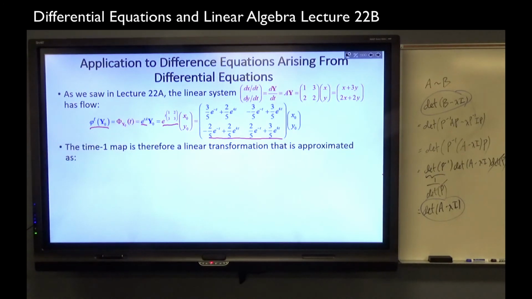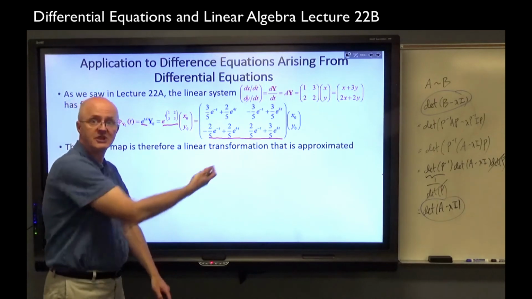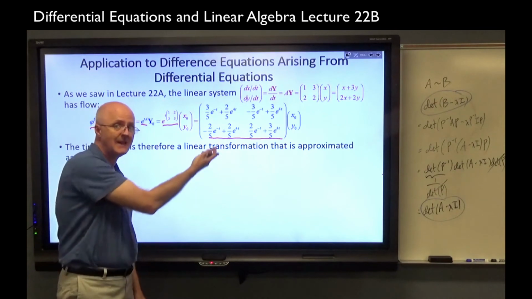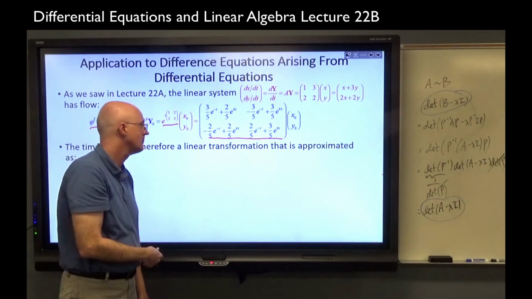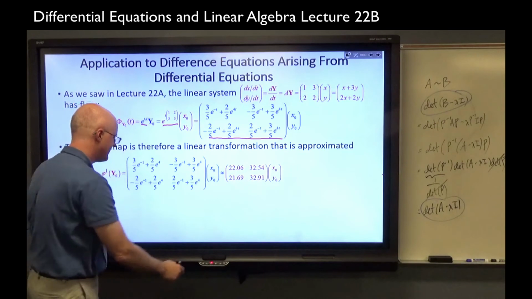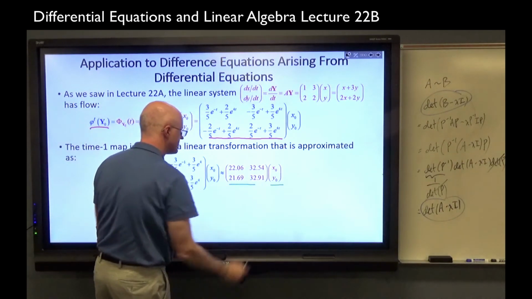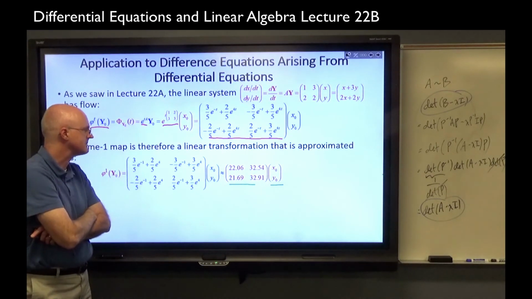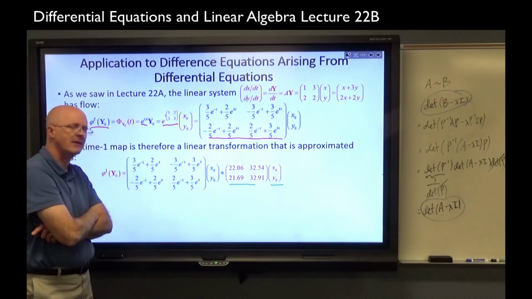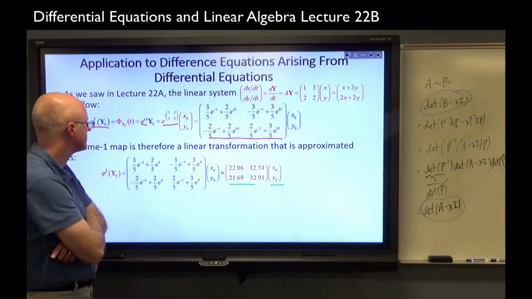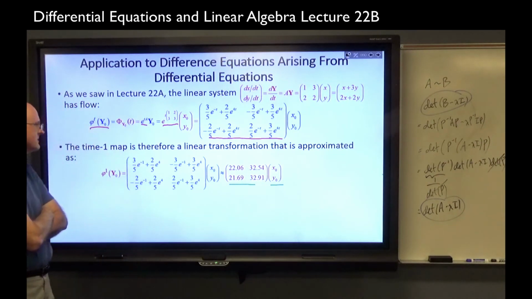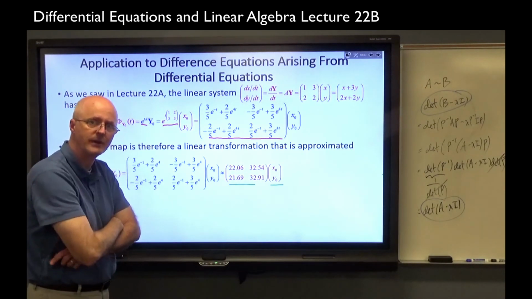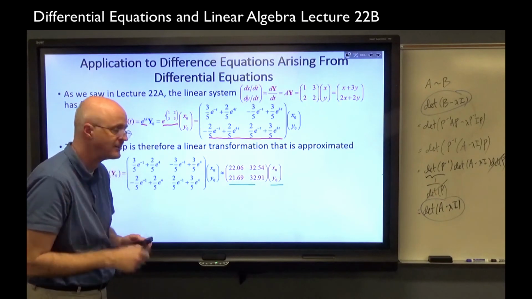What's the time 1 map? Just plug in t equals 1. Same formula with t equal to 1. Probably would be good to approximate that. That is approximately this matrix times that vector. I should have included more decimal places. If I remember before I put this on the Google Drive, I'll do that. It's an approximation. It's a linear transformation from R2 to itself. We can try to visualize it as a mapping, which we're about to do very soon.